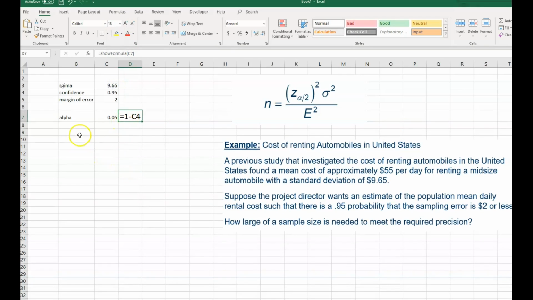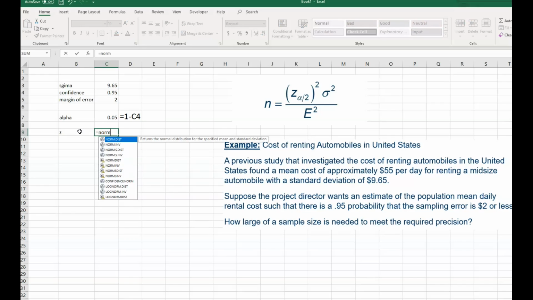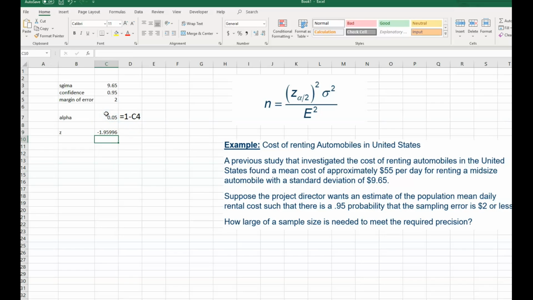Okay, 0.95. And the first one, we calculate the z value. For the z value we use NORM.S.INV, the inverse. The probability, because it's a two-sided scenario, so we use alpha divided by 2. Because we have a square, whether it's negative or positive doesn't matter, because this is the z value, and we have sigma, we have the E.